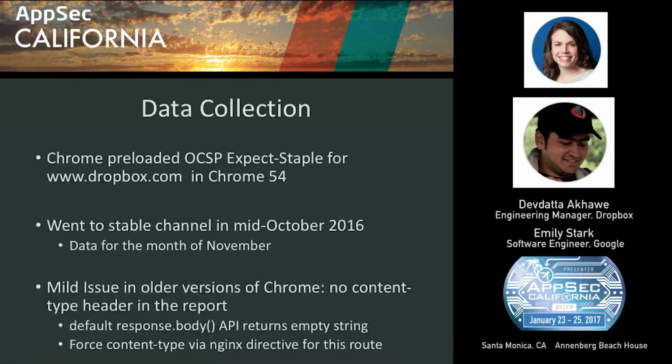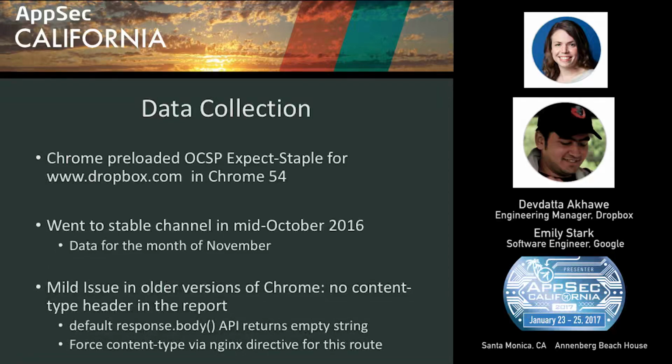If you do get loaded into the Expect-Staple list in Chrome, there's one mild issue in 54 or 55, I think. I don't know whether this was fixed. Chrome didn't send a content type JSON header, and pretty much any web server's default function call to get the body, in our case response.body, request.body, would return an empty string because there was no content type. So you had to do something like request.get bytes. But we actually just ended up rewriting it in Nginx to force the content type of application/json. So that works.